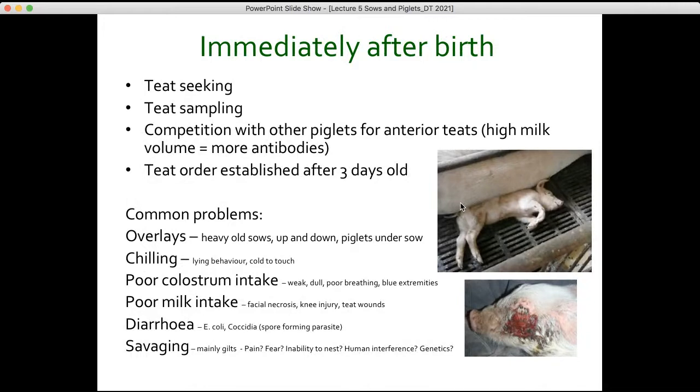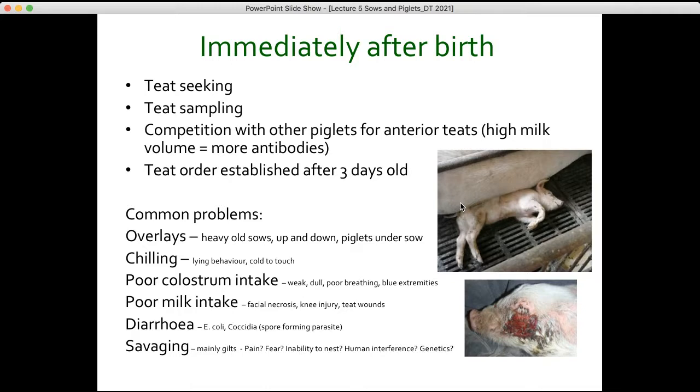Okay, so once a piglet has been born, and in ANS 101 you would have seen some videos of this, the piglets pop out and then they make their way to the teat. And when they reach the teat, they might sample a few and get their first dose of colostrum.